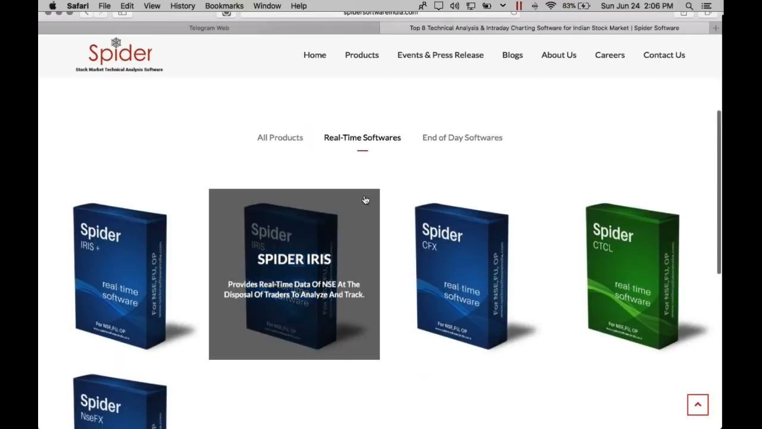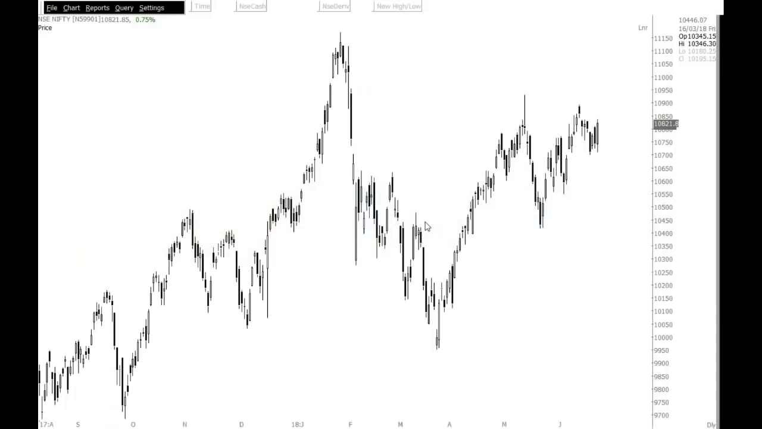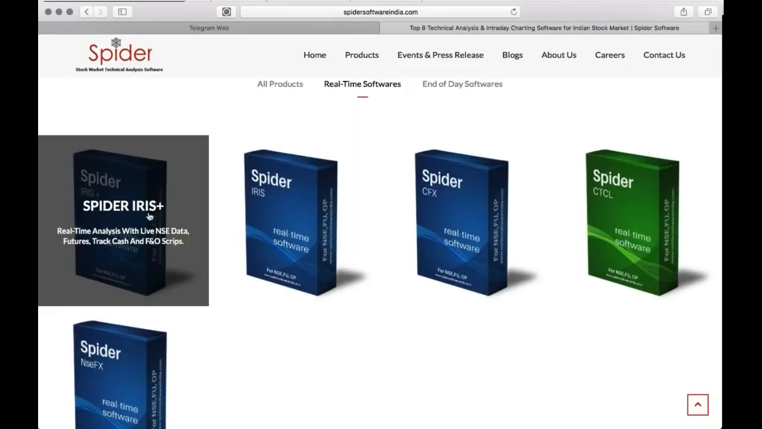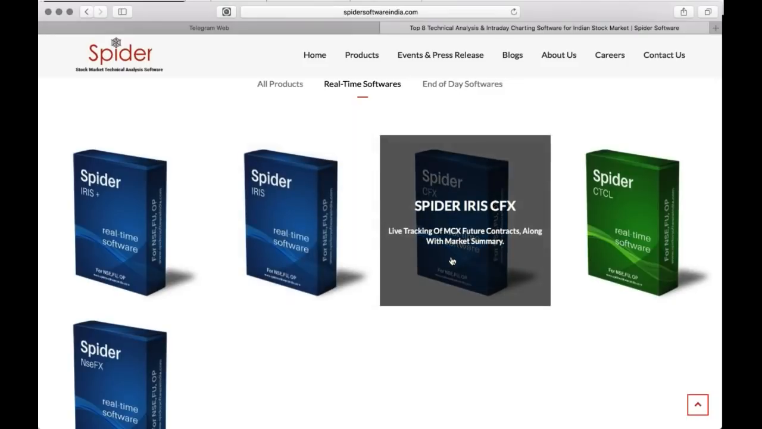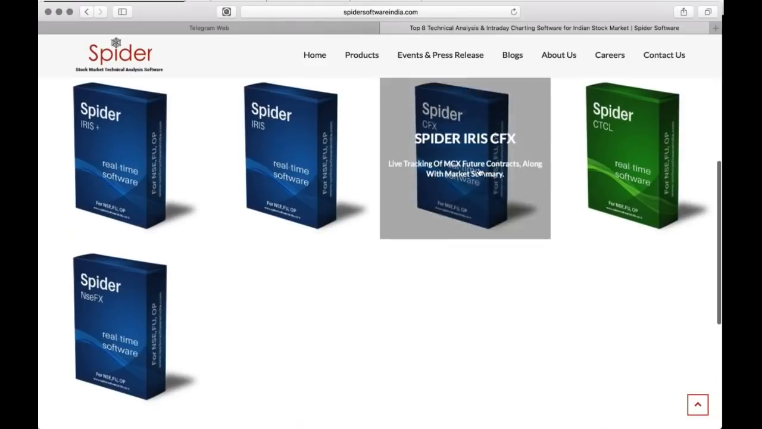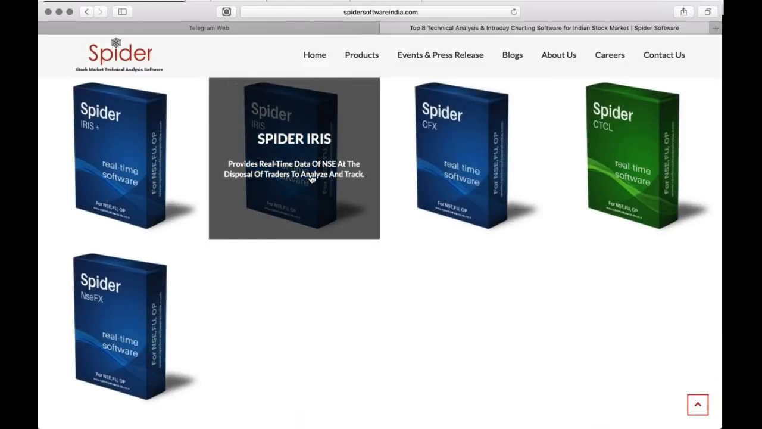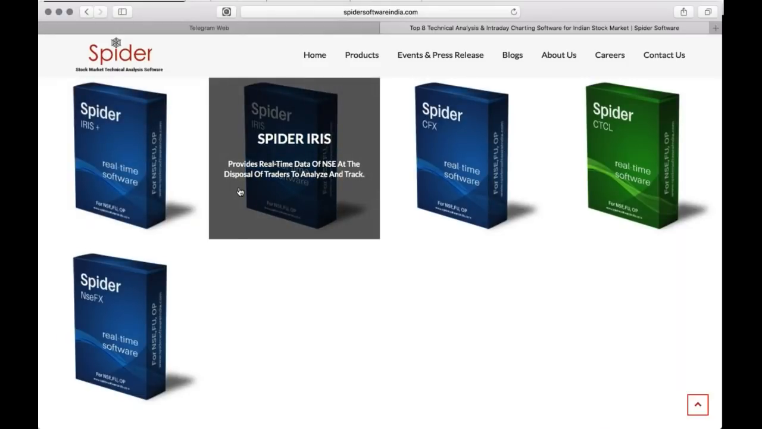So real-time softwares are your Iris Plus. This is the one that I am using over here. Then they will have certain differentiations. I have to check what this and this is. This is for MCX, CFX, currency and commodities. This is for FX. I need to understand: IRIS provides real-time data of NSE at the disposal of traders. So I need to understand the difference between these two. As I said some time back, this is the first time I'm seeing their new version of the website.